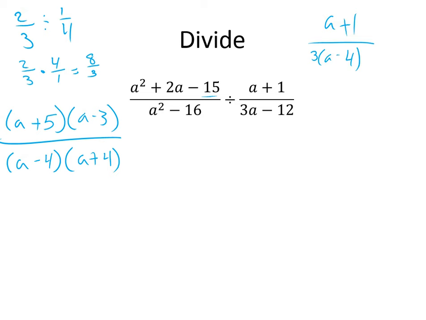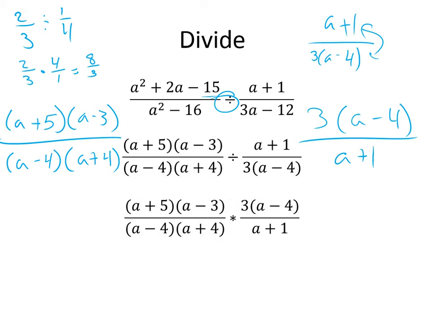And now, since we are dividing, we're going to flip the second one and then multiply them. So if we flip the numerator and denominator, that gives us 3, a minus 4 all over a plus 1. That would be our new thing that we're going to multiply, and we're going to see if there is anything that we can cancel out. As you see, yes there is. We can take these out. And since that's the only thing we can reduce, we just keep it all together.